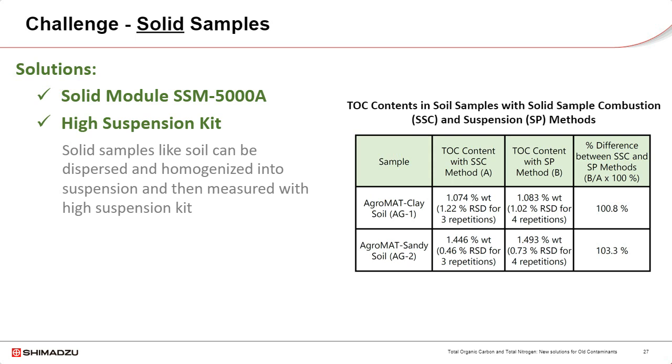Now, as you can see in the table on the right, we did a comparison study. We took some soil samples and measured them on the SSM with a direct combustion method, so directly measuring them with the SSM solid sample module. Then we took those same soil samples and did a suspension method, as we call it, where we put them in some water, homogenized them so we created a suspension, and measured them with the TOCL. And as you can see, the results we obtained were very similar, indicating that for these types of soil samples, you can actually measure them using the TOCL and increase the throughput of samples.